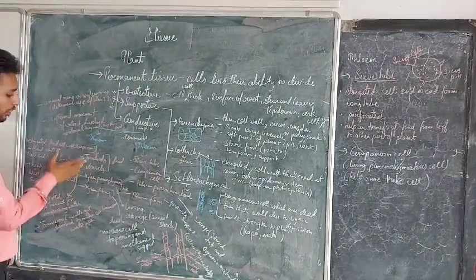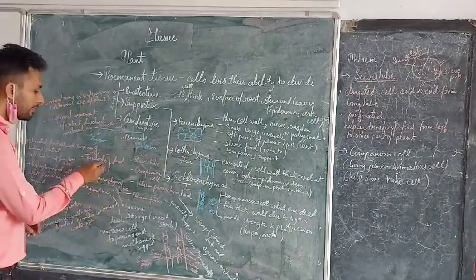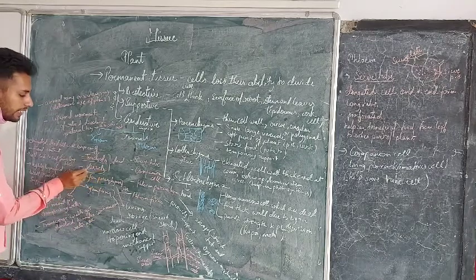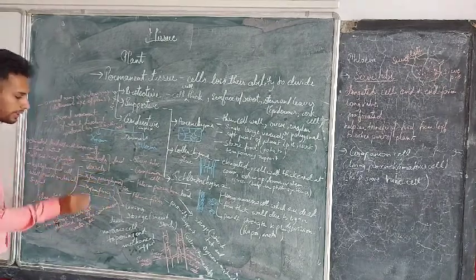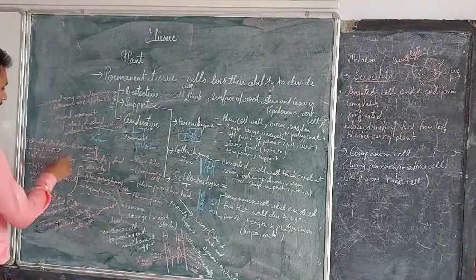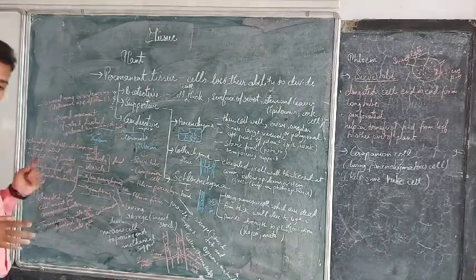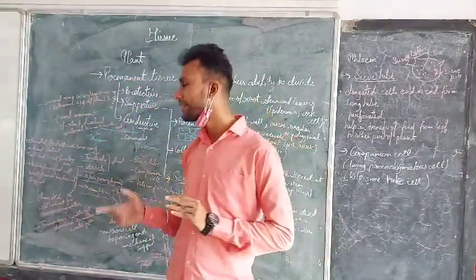Now, xylem is of 4 types and phloem is also of 4 types. For xylem, the first one is the tracheids, the second one is the xylem vessels, the third one is xylem parenchyma, and the fourth one is xylem fibers. Now, coming to the tracheids. What are the tracheids? Xylem is of 4 types: tracheids, vessels, xylem parenchyma, and xylem fibers.